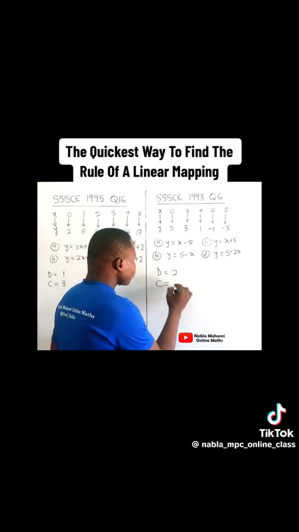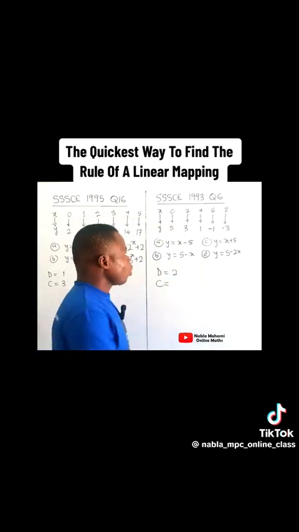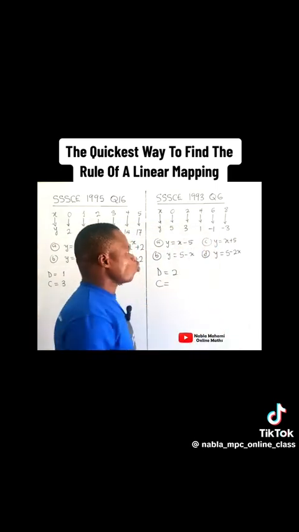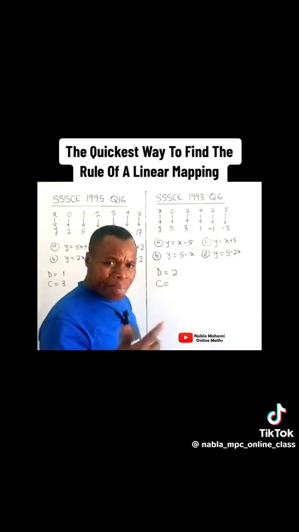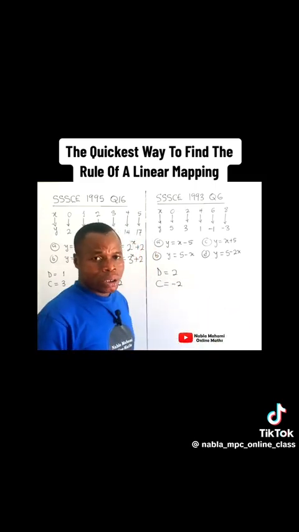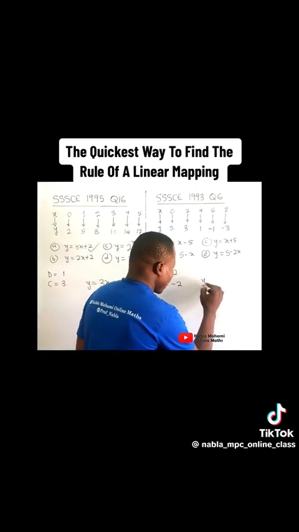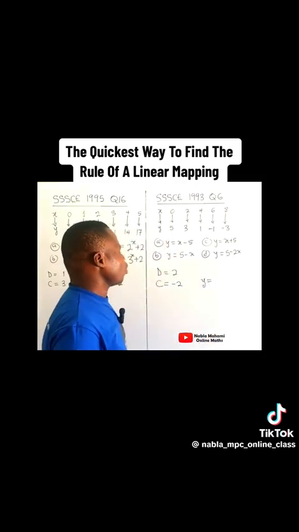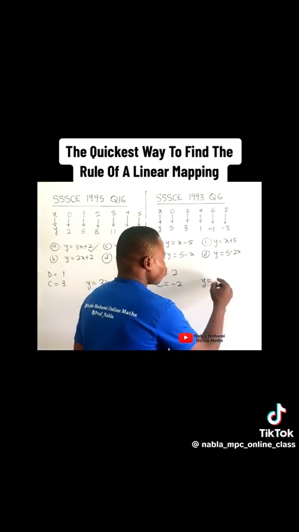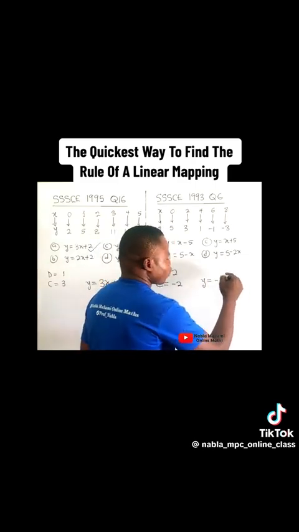For the codomain, I'll take 3 minus 5, that will be -2. 1 minus 3 is -2. -1 minus 1 is -2. -3 minus -1 is -2. So here, the difference is -2 throughout. So I will now use these to determine my rule. What I'll do is start by writing y is equal to -2 divided by 2, which is -1. Then I will use this -1 and multiply by x, like this.